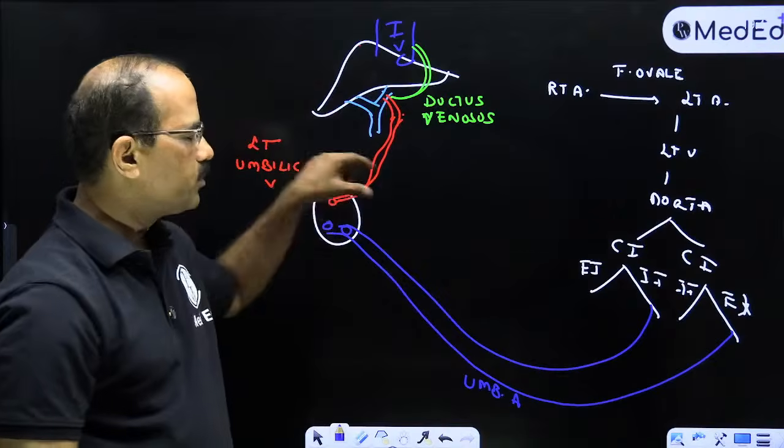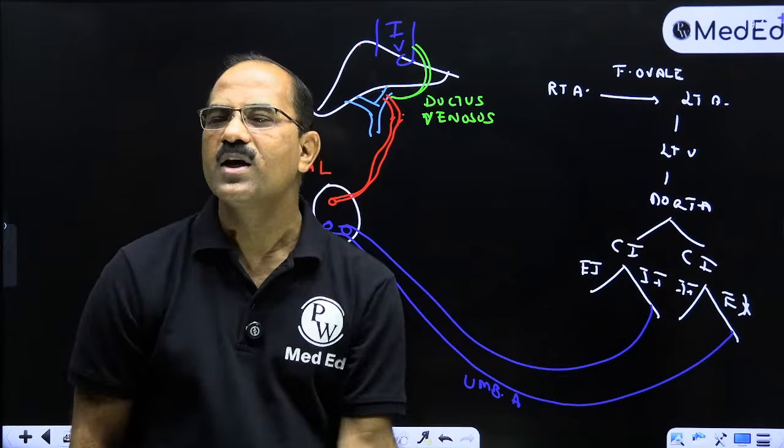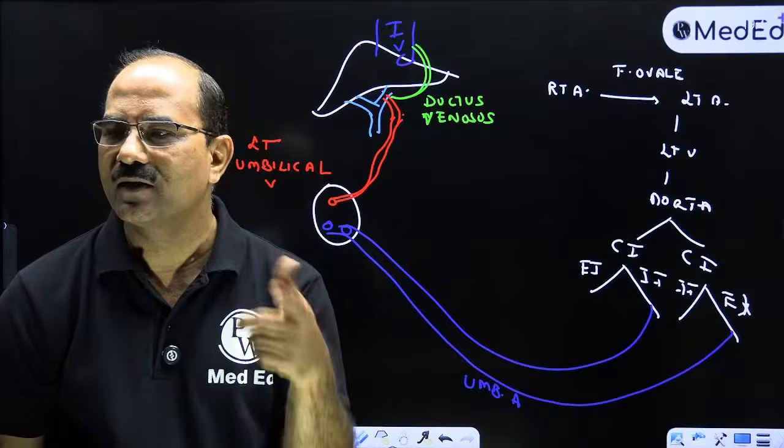Internal iliac के ये 2 branches हैं. These are the umbilical arteries. So umbilical arteries are branches of internal iliac.